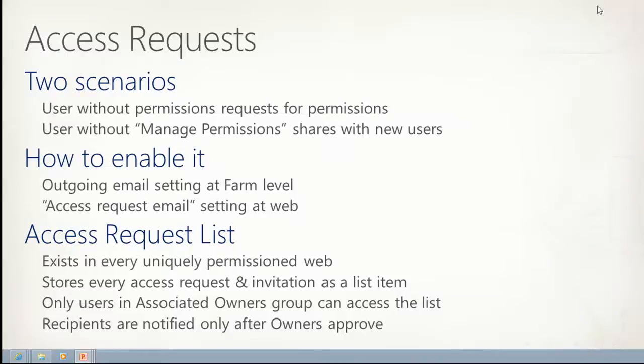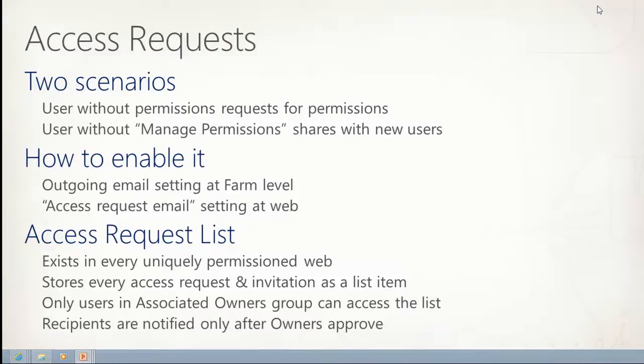The access request list is actually a SharePoint list that is maintained in every uniquely permissioned web. So every site collection will have it at the root, but then if you have a web that has broken inheritance from the site collection, it'll have an access request list as well. The access request list stores a bunch of data. Whenever an access request gets created for either of the two cases, we create an entry in this list. And this list entry actually stores which resource the request is for, who is requesting access, what time the access request was created, and all that.